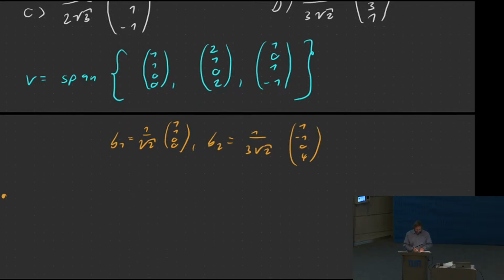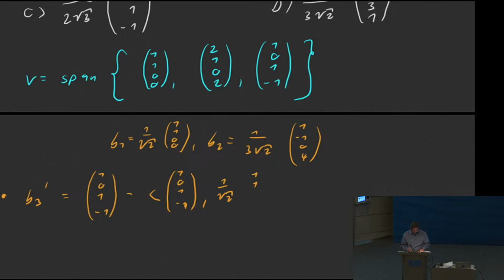And now for B3, again, I'll start with the non-normalized version. And I get that by taking this third vector here, so my third basis vector, (1, 0, 1, -1). And now I subtract the projections of that vector onto the B1 and onto the B2 axis, so on the space that they span. And I do that as before by computing the scalar product of that vector with first B1 and multiply that by B1.